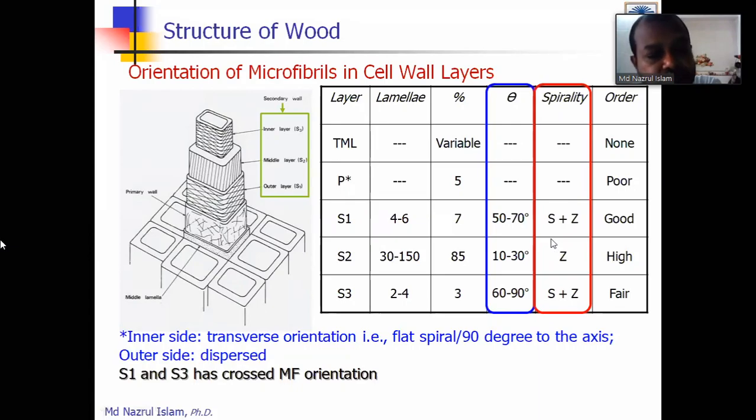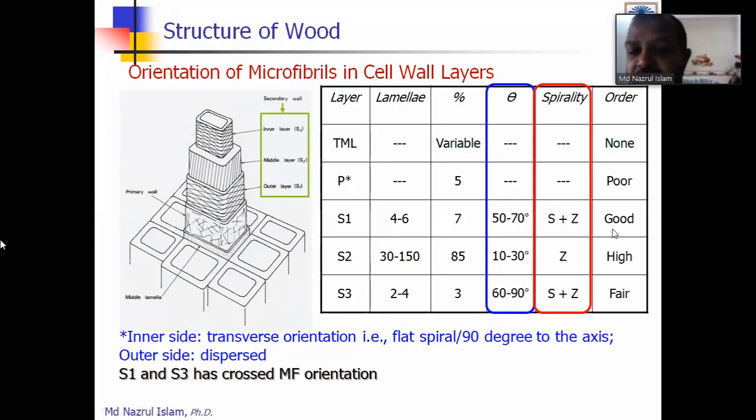The things we have mentioned earlier. In the S1 layer, it has both left to right direction and right to left direction, that is S and Z helix. In the S2 layer, you will see there is only Z helix, and in the S3 layer, again there is S and Z helix. So in the microfibril orientation in the true middle lamella, there is none. In the primordial wall, there might be some microfibril. However, we just ignore it because the proportion is very low.